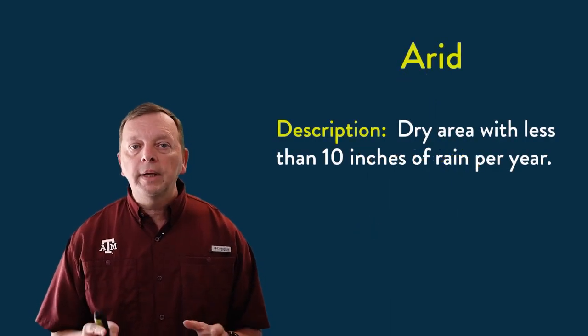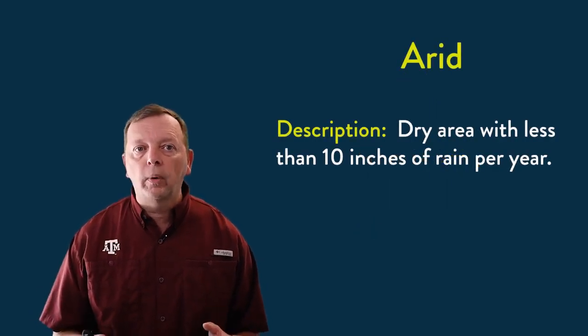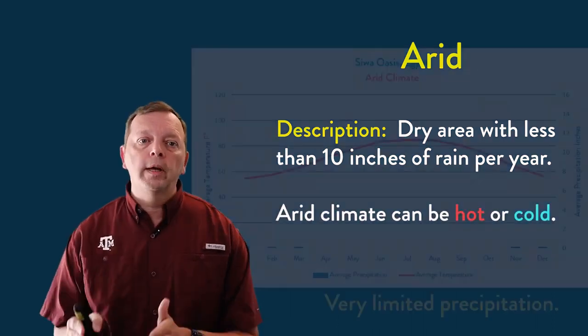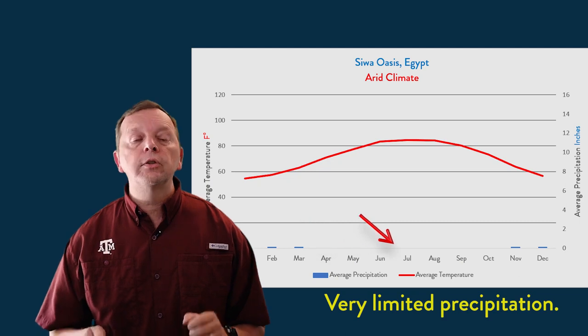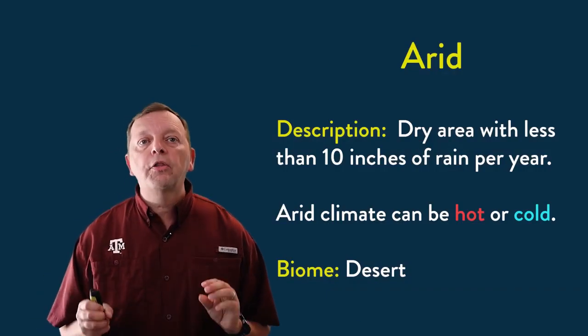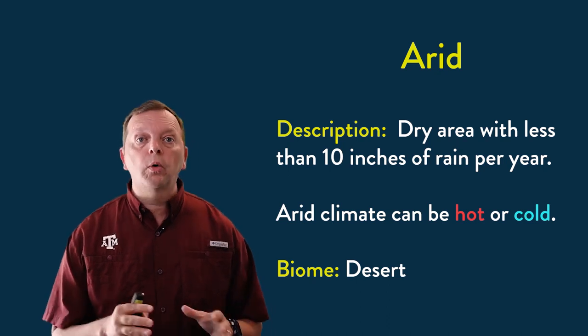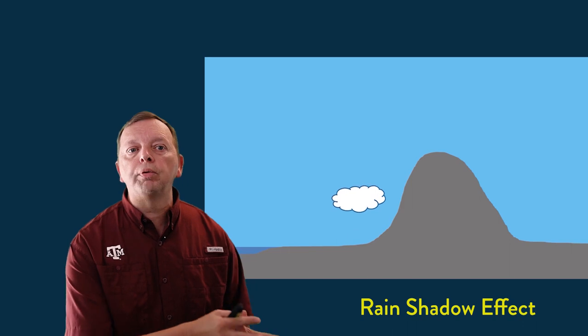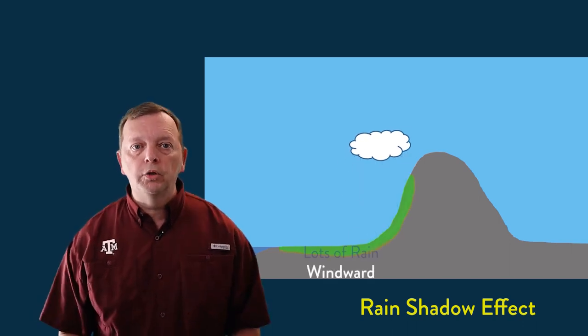The arid climate describes any region that receives less than 10 inches of rain per year. And temperature doesn't matter. An arid climate can be warm or it can be cold. Now, an arid climate is also known as a desert climate, which is the biome that exists here. There are 3 major factors that create an arid or a desert climate. The first is the rain shadow effect, which is when mountains will block the precipitation from moving into a region.